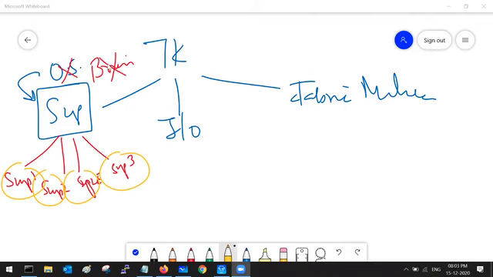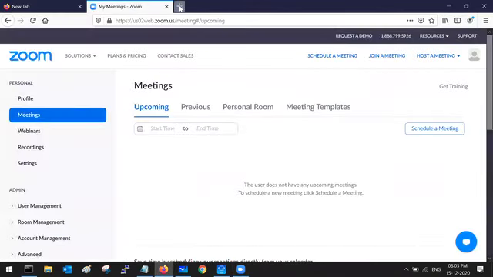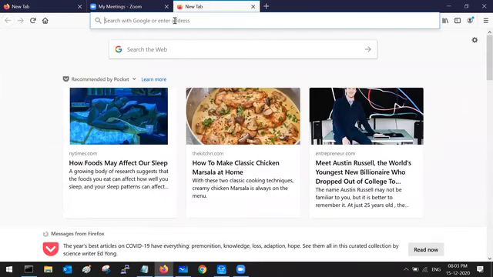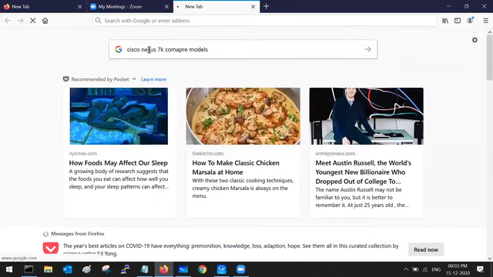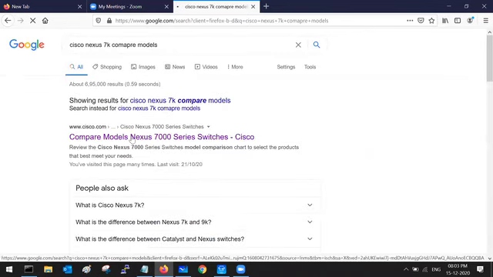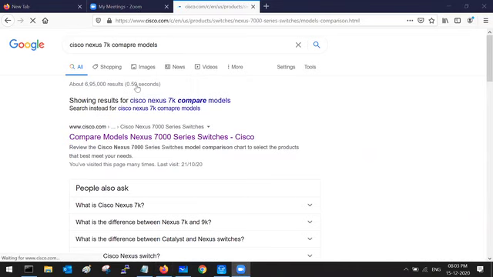However, as of now, if you want to take a look at the differences, we can do one thing. Probably we can just quickly go and type on Google Cisco Nexus 7K compare models. And here we can see the hardware specifications. So we can take a look at the hardware specs of the supervisor engine. What's the difference from the hardware point of view?